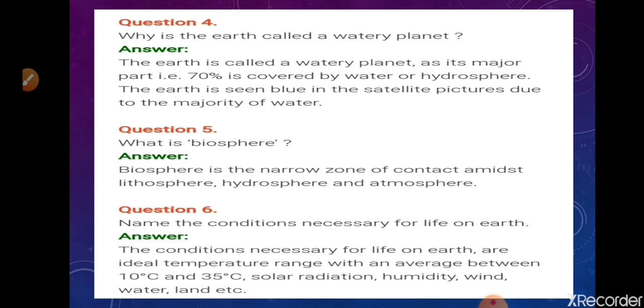Question number 6. Name the conditions necessary for life on the earth. The conditions necessary for life on the earth are an ideal range of temperature, that is 17 degree centigrade or 10 to 35, solar radiation, humidity, wind, water, land. These are supporting the necessary conditions for life on the earth. Besides that, we have the atmosphere.